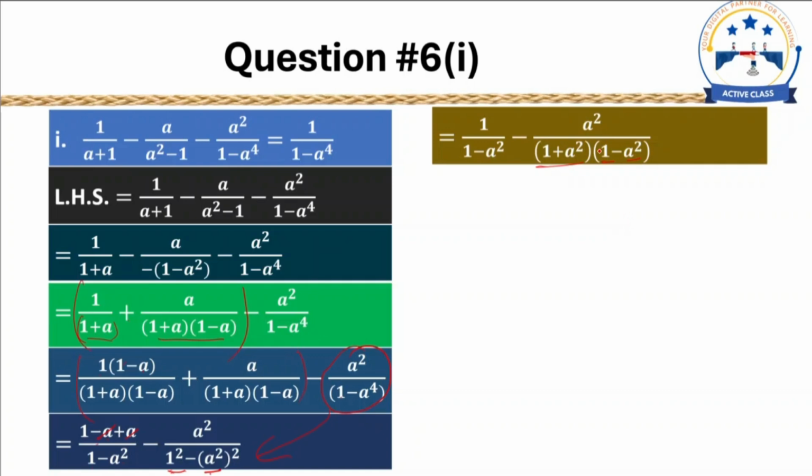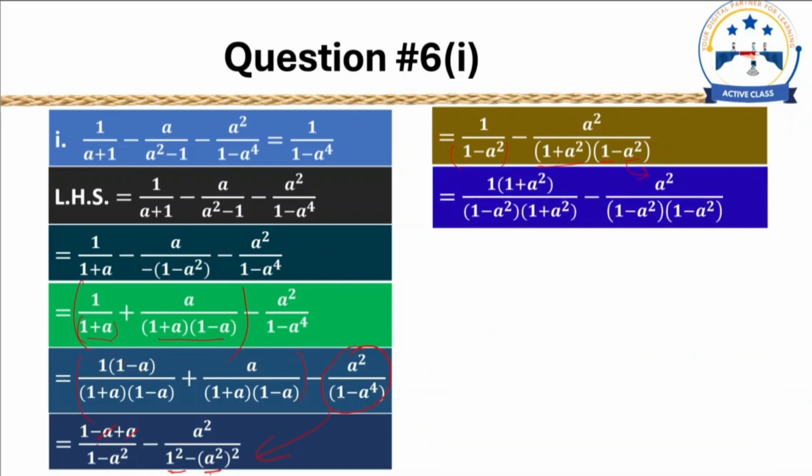Now, we have to make these two fractions like. Even though we can factorize it further, we will not, because our first fraction has 1 minus a square in the denominator. So, if you want to make the denominator same, just multiply the first denominator by 1 plus a square and the numerator also with the same. That means 1 times 1 plus a square, and in the denominator there comes also 1 plus a square.